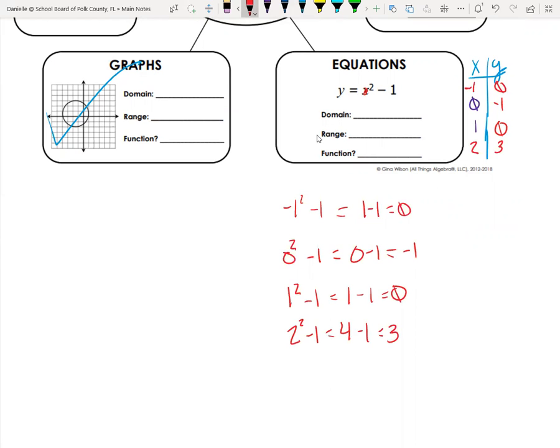Now, I could have picked any number I wanted for x, which means x is all real numbers. My y values, however, there is a stopping point. I notice that I go 0, -1, 0. So right here, I get told to stop and turn around. And that's at -1. We turn around at -1. And all of my y numbers are bigger than that. And yes, it is a function.